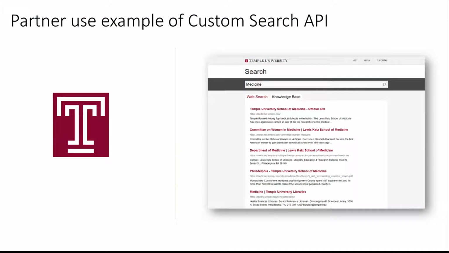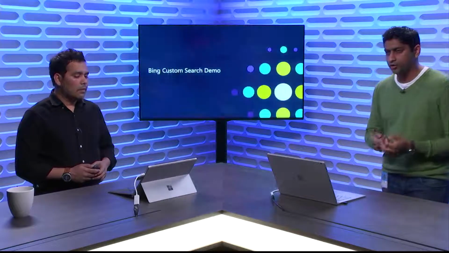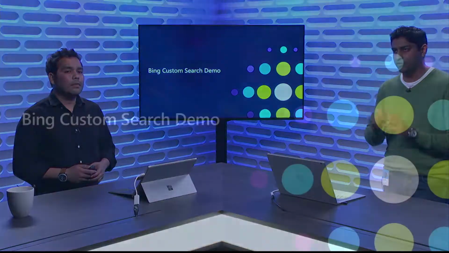Oh yeah, before we go on to the demo, I just want to shout out to one of our partners, Temple University. Our university is using Custom Search API. So if you go to Temple University's website, the search results are powered by Bing Custom Search. This is just an example. There are different other companies as well which are using this API, and Bing is powering their searches.